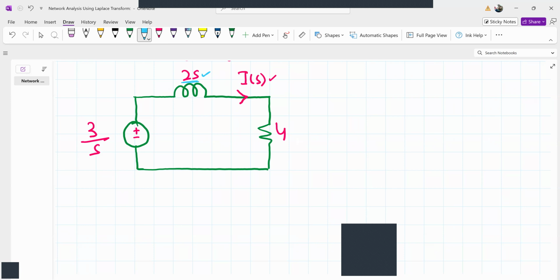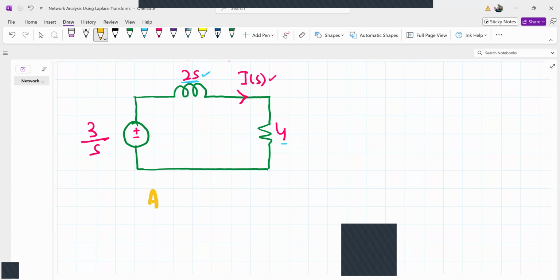2s is the impedance offered by the inductor. 4 ohm is the impedance offered by the resistor here. These are referred to simply as impedances of these elements. So all the techniques, laws, and methods that we have learned for resistance are valid here. So we'll apply KVL to this circuit. There are 3 elements, so we'll sum the 3 voltage drops to 0.